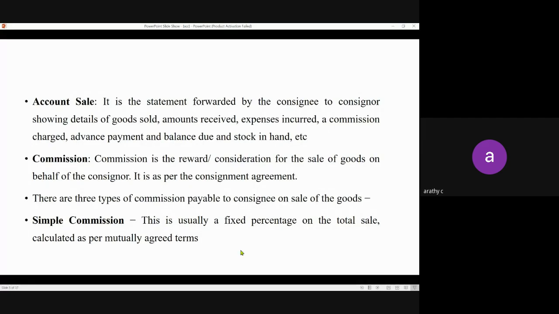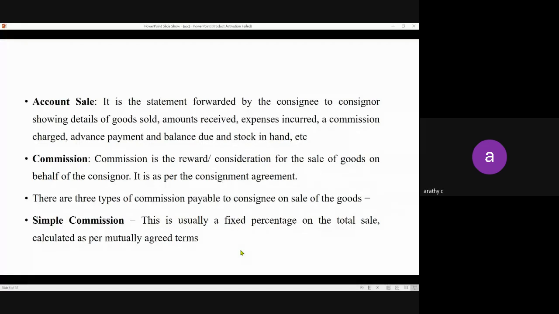Next is commission. Commission, you all know what commission is. On the basis of total sales, commission is calculated, and commission is the reward or consideration for the sale of goods on behalf of the consignor. It is as per the consignment agreement. The percentage of commission is stated in the consignment agreement.